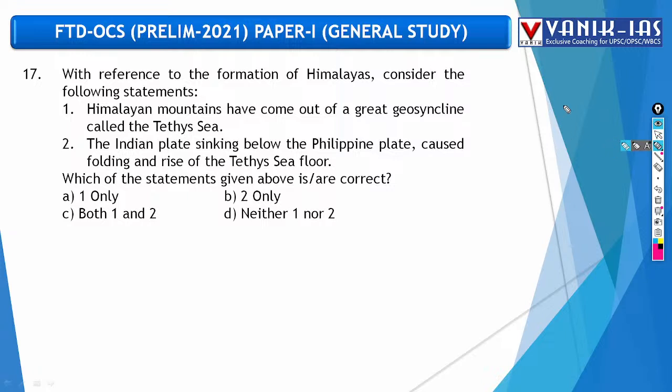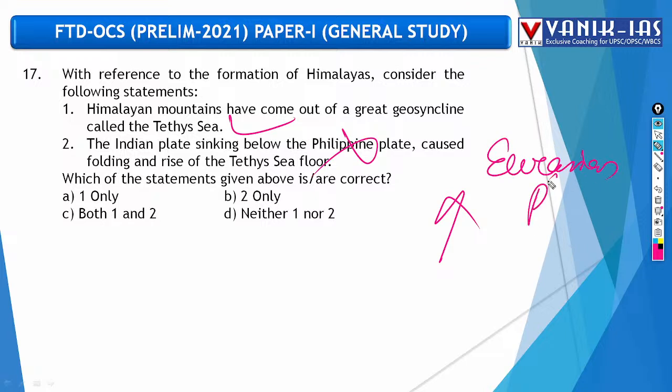With reference to the formation of Himalayas, consider the following statements. Himalayas have come out of a geosyncline called the Tethys Sea. Yes, Tethys Sea was a geosyncline, and there was Gondwana land. Indian plate sinking below the Philippine plate? No, it is not the Philippine plate. The Indian plate was moving northward and went under the Eurasian plate. The Indo-Australian plate went under the Eurasian plate, and the Himalayas got developed.